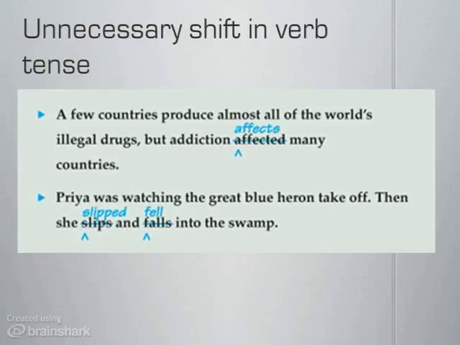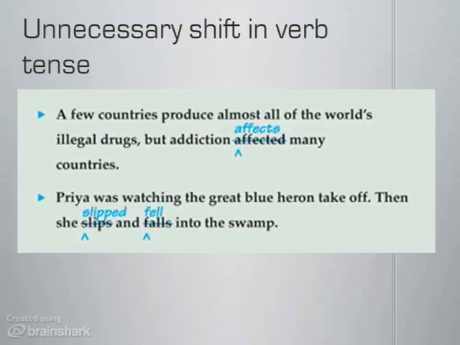Another common mistake that I see is unnecessary shift in verb tense. You want to do your best to keep your verb tense the same throughout, especially within the same sentence. You should never be changing within the same sentence if you can avoid it. Here's an example. A few countries produce almost all of the world's illegal drugs, but addiction affected many countries. You see that they switch from present to past tense within the same sentence. So in this case, you would want to keep it in the present tense and say affects many countries.